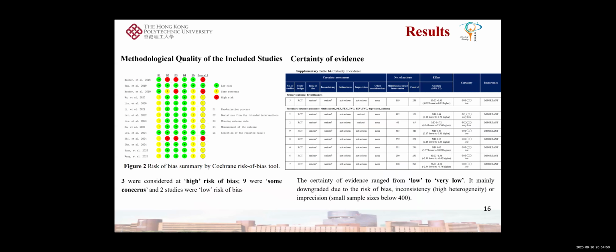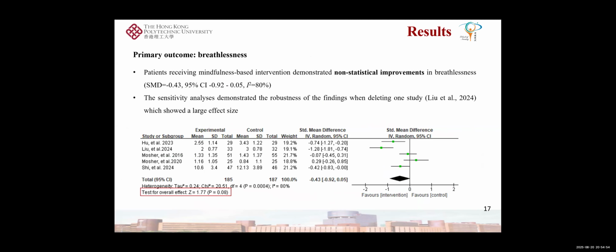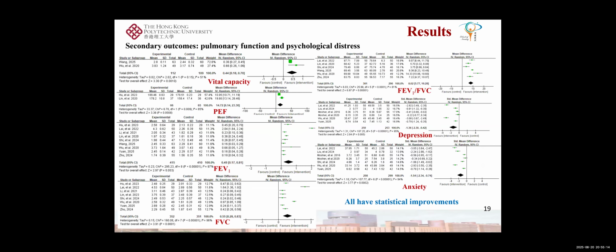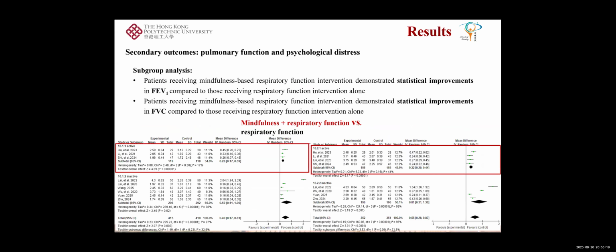Overall, the included studies showed low quality, with low to very low evidence. From the meta-analysis, patients receiving mindfulness-based intervention didn't show any improvements in breathlessness. However, subgroup analysis showed that patients receiving mindfulness-based respiratory function therapy indicated an improvement compared to those receiving respiratory function therapy alone. For the secondary outcomes, we can see that all have improvements. And the subgroup analysis also highlights the important role of the mindfulness practice.